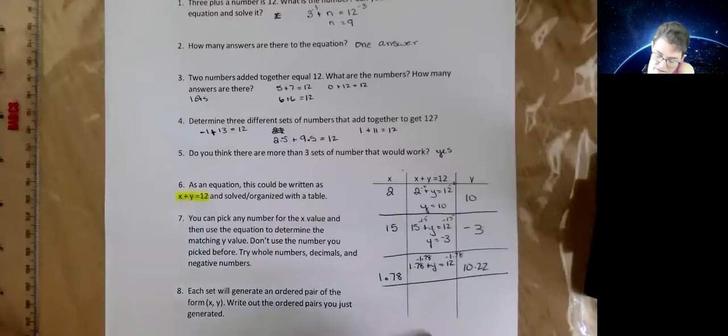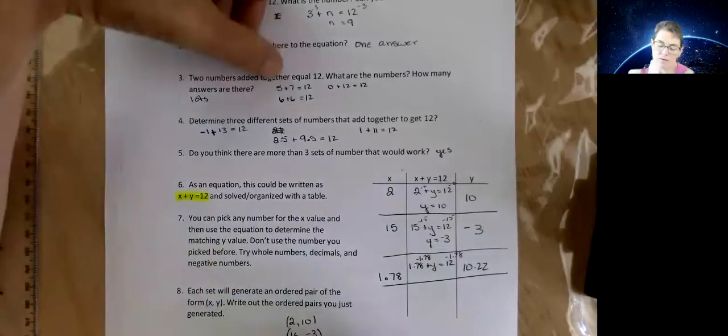Write out the ordered pairs you just did. So I got 2 and 10, 15 and negative 3, 1.78 and 10.22. And then up here, it's 5 and 7, 6 and 6, 0 and 12, negative 1 and 13, and 2.5, comma, 9.5.